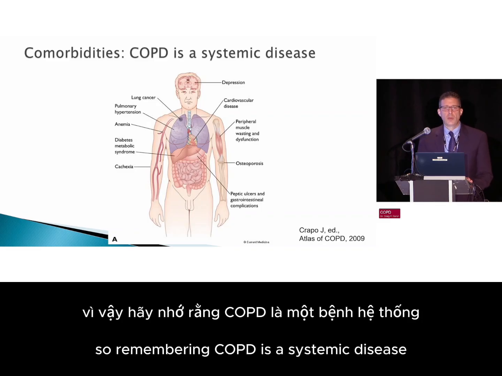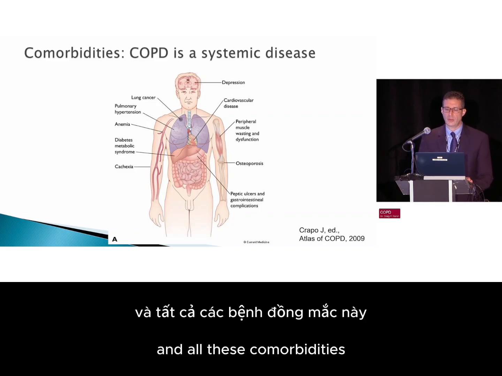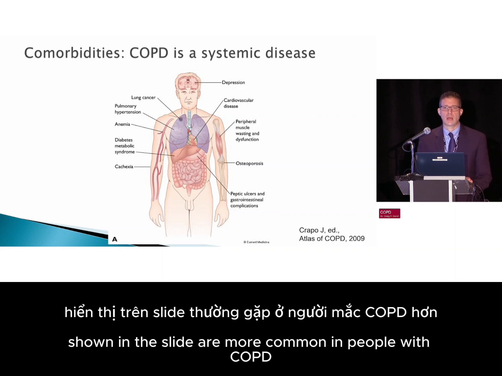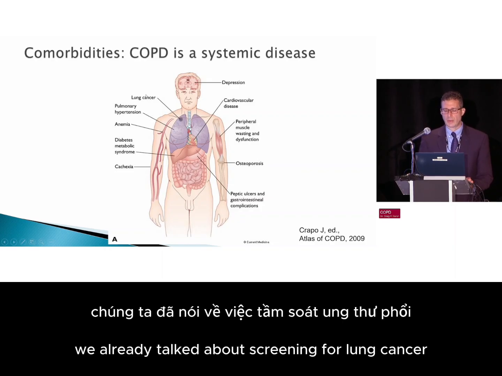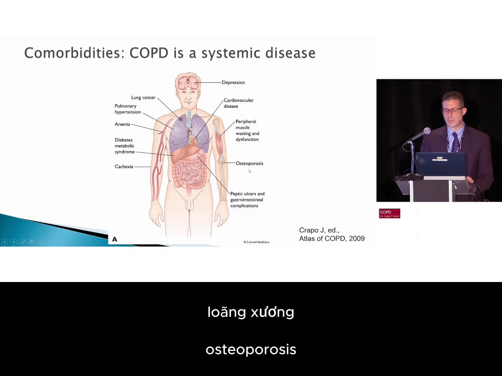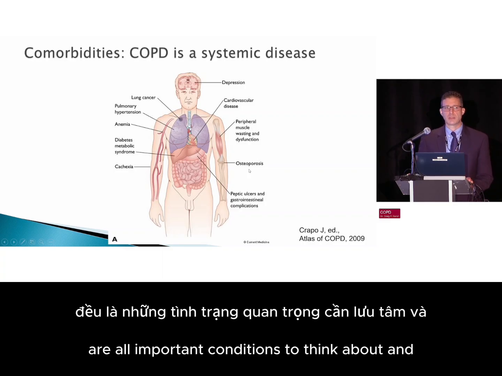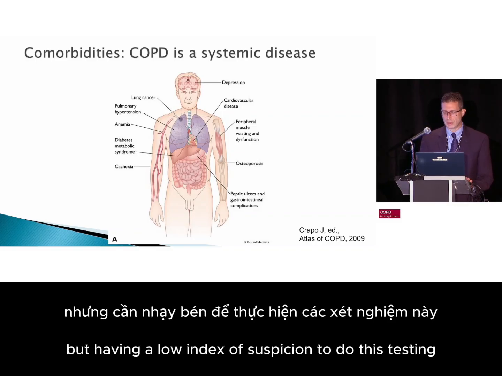So remembering COPD is a systemic disease, and we need to assess for comorbidities. And all of these comorbidities shown in this slide are more common in people with COPD than similar smokers without COPD. We already talked about screening for lung cancer, but things like cardiovascular disease, osteoporosis are all important conditions to think about and assess with the way you would normally do so, but having a low index of suspicion to do this testing.